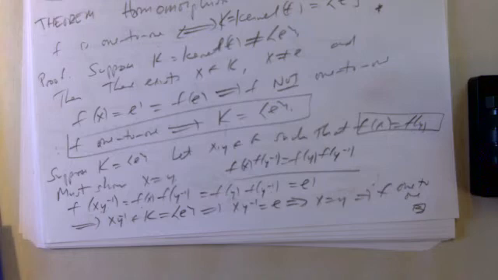So this gives a very important criterion for a homomorphism to be one-to-one. It's one-to-one if and only if the kernel is the trivial subgroup consisting only of the identity.